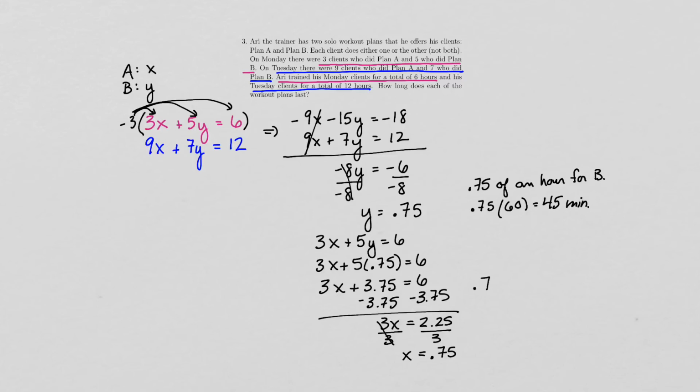So we're going to do 0.75 of an hour for A, which again would be 0.75 times 60 minutes or 45 minutes for A as well. So this one was just a little different, right? Just to kind of show you another way. I think I have one more here.